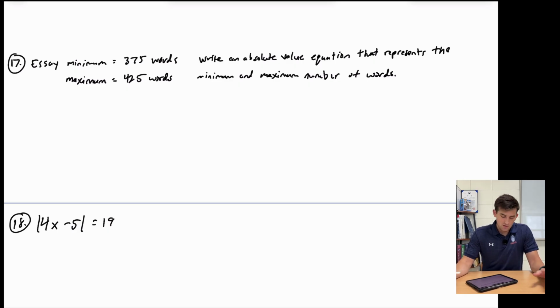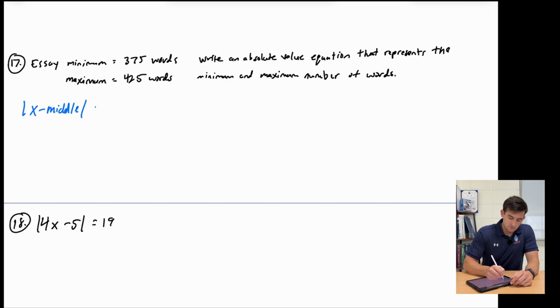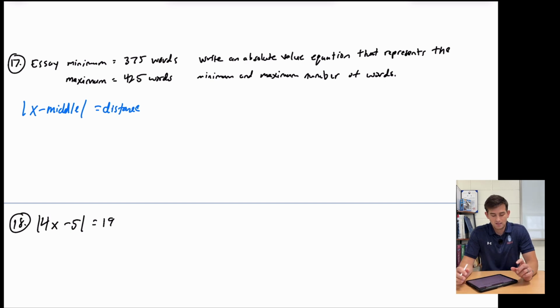What I tell my students is just remember: absolute value of x minus the middle is equal to the distance. What I mean by that is the two values we have, 375 and 425, are like the solutions to the absolute value equation. So we're trying to write an absolute value equation that, when solved, would give us those two solutions. So let's think about what is the middle, or the average, of 375 and 425.